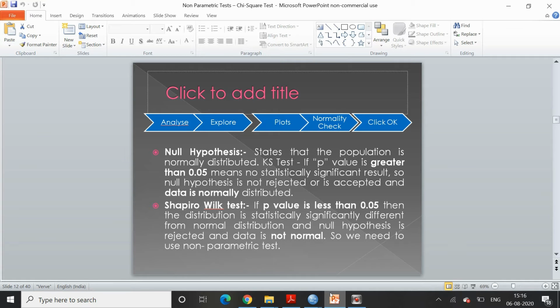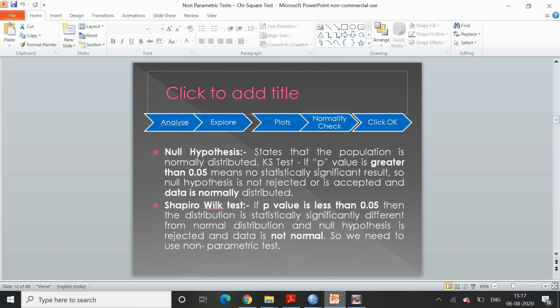So we have the Kolmogorov-Smirnov test. If the p-value of the Kolmogorov-Smirnov test is greater than 0.05, that means there is no statistically significant result. So the null hypothesis is not rejected, or it is accepted, and we assume that the data is normally distributed.